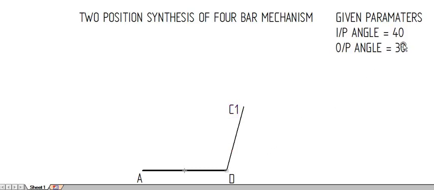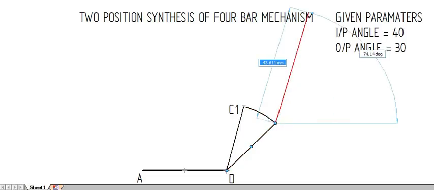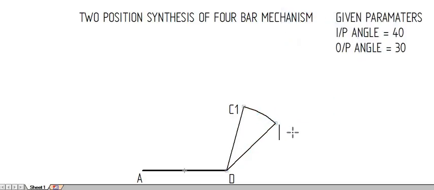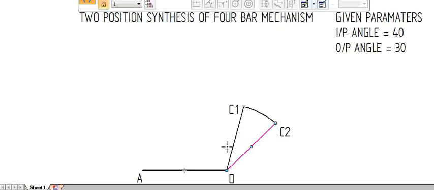Now I am taking the output angle 30 degrees with center as D and radius as DC1. I am going to draw an arc at an angle of 30 degrees. The end point of the arc will be the second position of the output link. I am marking that point as C2, and I am marking the angle. The angle taken is 30 degrees.